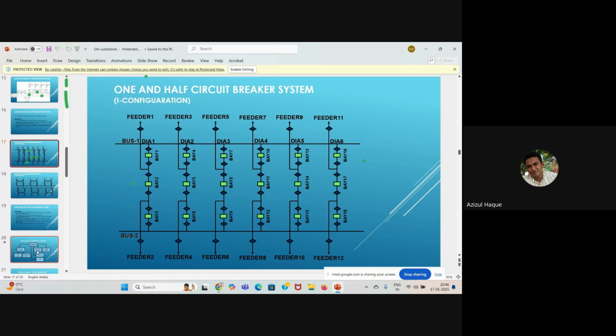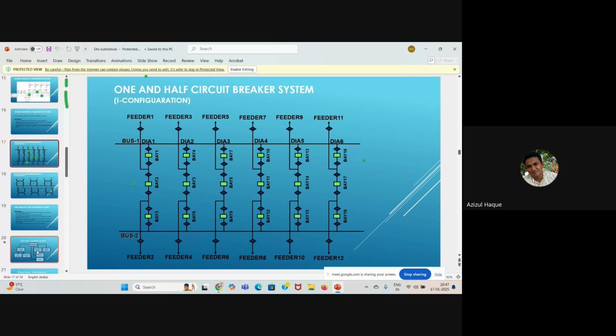But one disadvantage is that it is very costly, because we have to provide one extra breaker for every 2 bays. So for 5 dia, 10 bays. Here it is 6 dia, 12 bays. We have to provide 6 additional breakers for getting this flexibility. So it is a costly scheme.